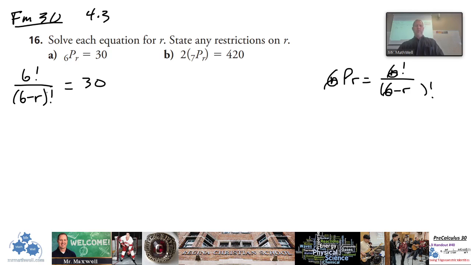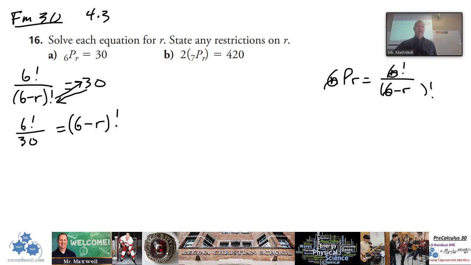So we want to solve for r, and so it would be nice to get r, or at least the expression that r is in, somewhat by itself. So let's multiply both sides by the (6 minus r) factorial and divide both sides by 30. So we're going to rearrange this equation a little bit. And we've got 6 factorial divided by 30 then equals (6 minus r) factorial.